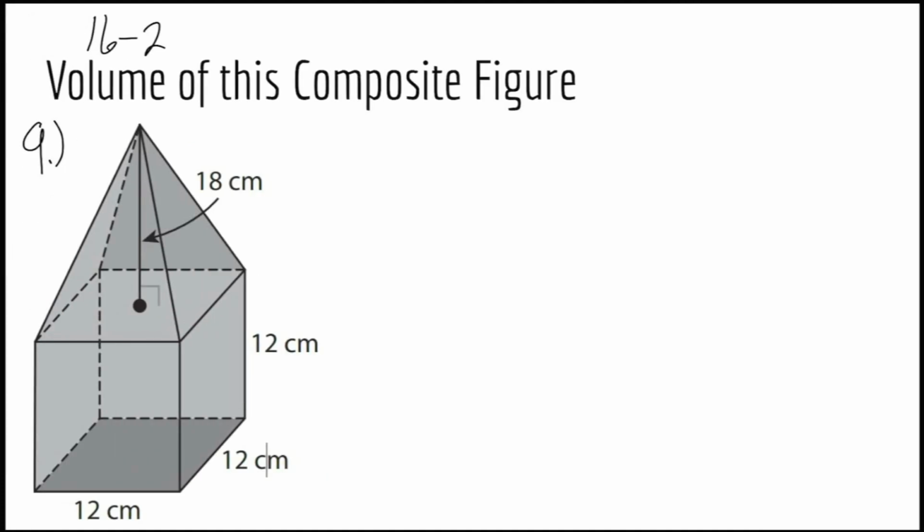Cool. So in 16.2, there's this thing called a composite figure. I don't really know what that word means, but by context clues, I figured out that it was two figures put together. So we have a pyramid and we have a prism. We're going to need to find the volume of the pyramid, and add it to the volume of my prism. So I'm just going to break it down into 2 steps.